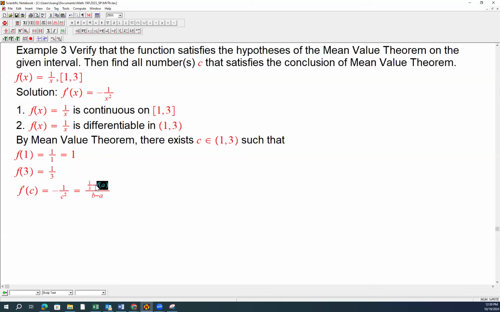And this is 1. So this is 3 minus 1. Okay, and we do some operations here. 1/3 subtract 1 is negative 2/3, divided by 2. So finally, it equals negative 1/3. So we come up with negative 1 over c squared equals negative 1/3.